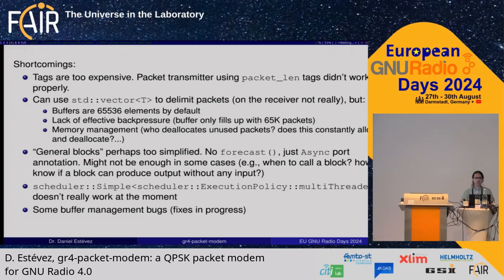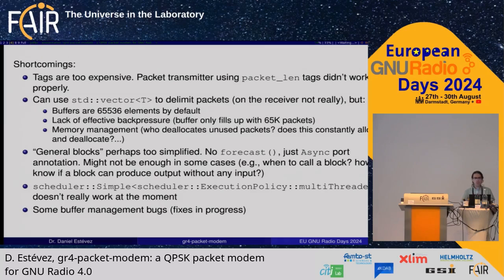Tags are too expensive. So on the packet transmitter, I was at first using a packet length tag at the beginning of a packet, so kind of a tagged stream thing. And it didn't work properly because it was so much overhead. What we can use instead is vectors. So that's called PDU in my code. It's called packet in core. Basically, it's a standard vector where you put your packet.